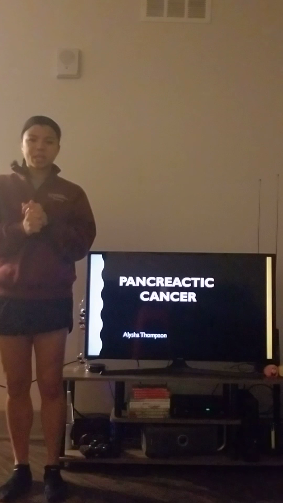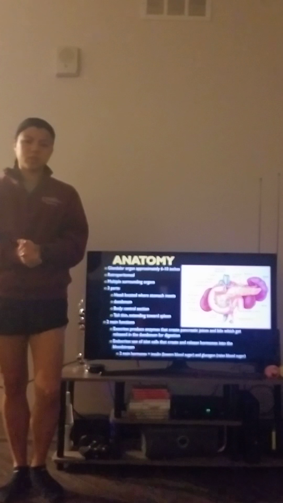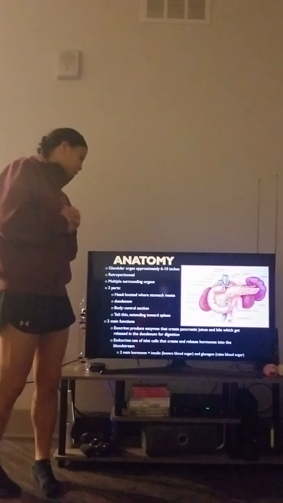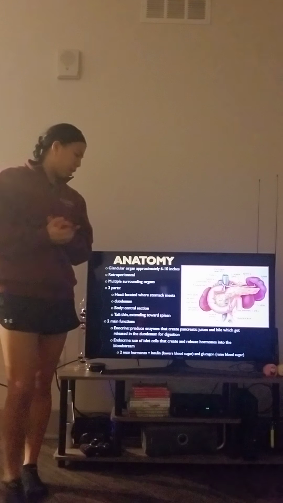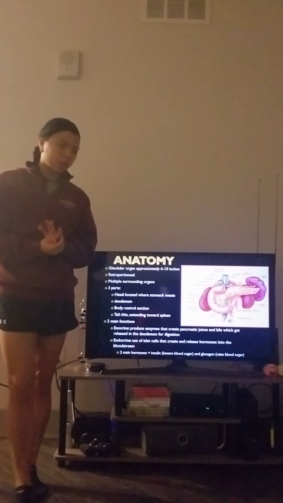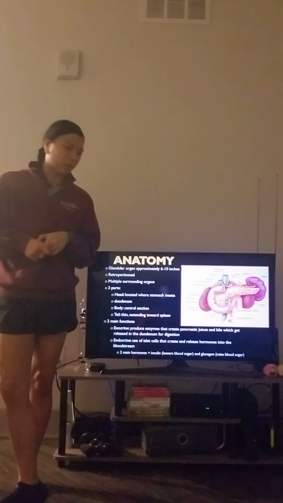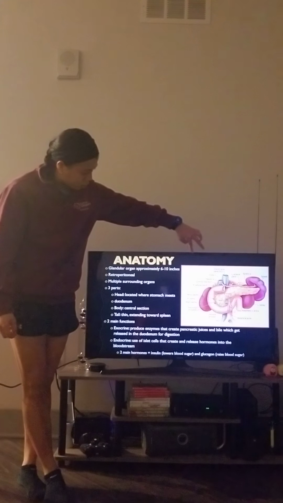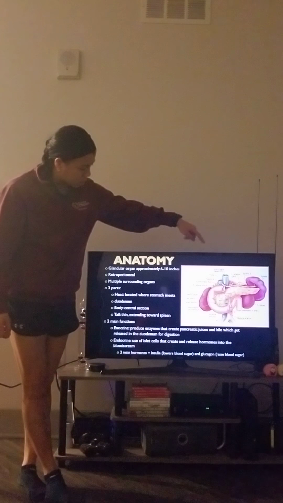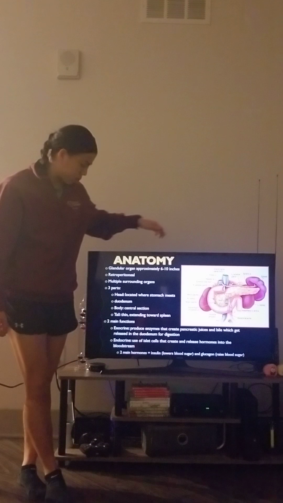Guys, I'm going to do my case study on pancreatic cancer. So just starting with the anatomy here. The pancreas is considered a glandular organ and it's approximately 6 to 10 inches in length. It's considered retroperitoneal and there are multiple organs surrounding it. So if you look at the picture, there's both kidneys right by it, the duodenum, the spleen, the gallbladder, stomach, and then lots of vessels and ducts through this area.